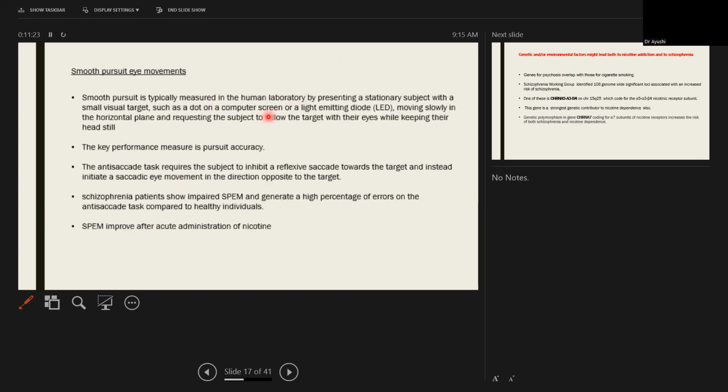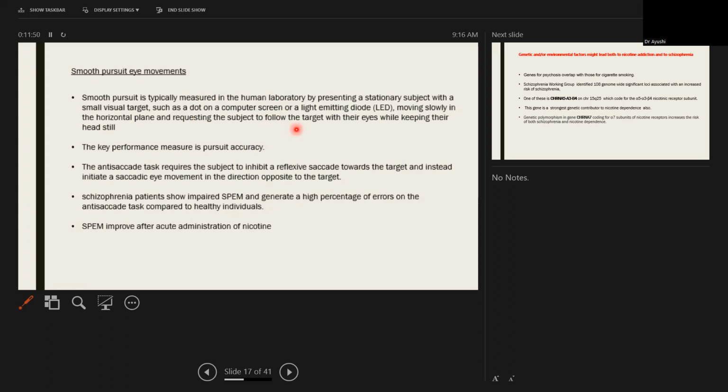Last is smooth eye pursuit movements. So this is basically a test. Smooth eye pursuit is typically measured in humans in a laboratory by presenting a small visual target, such as a dot on a computer screen or a light emitting diode, moving slowly in the horizontal plane, and requesting the subject to follow the target with their eyes while keeping their head still.